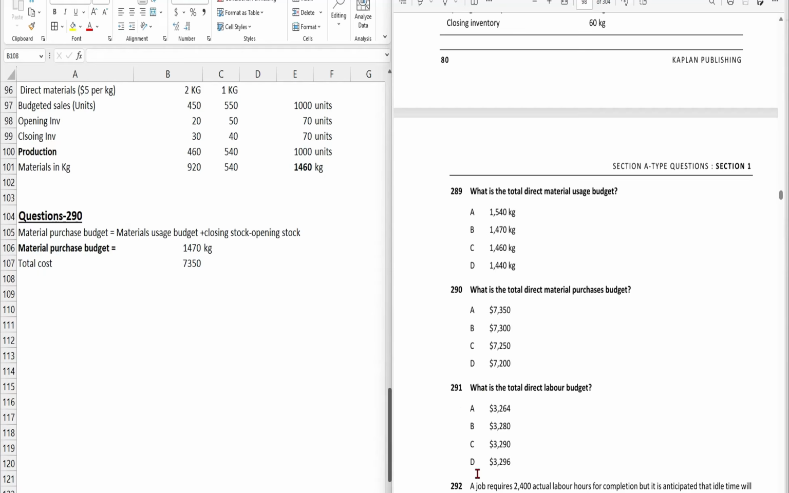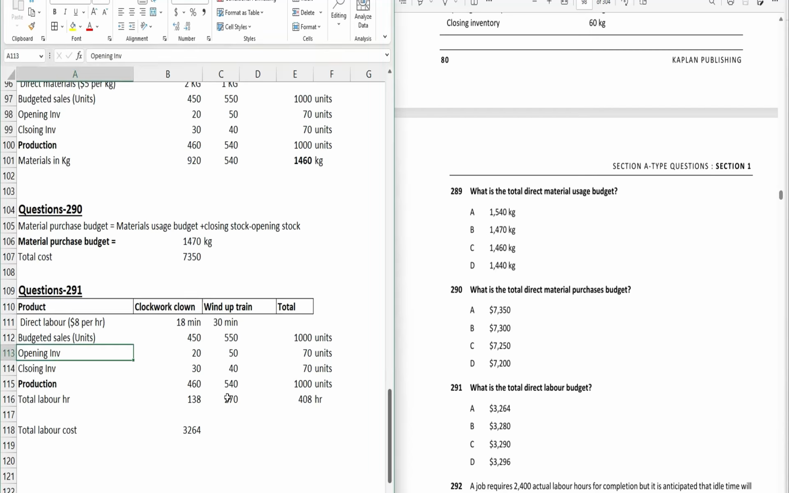291. What is the total direct labor budget? This is the same as 289. So instead of direct material, I have now taken direct labor. And here, what students do wrong, I will highlight. These are the pieces of information which we have already calculated, and some of them are provided in the question. Now we need to calculate how much total labor hours we need.